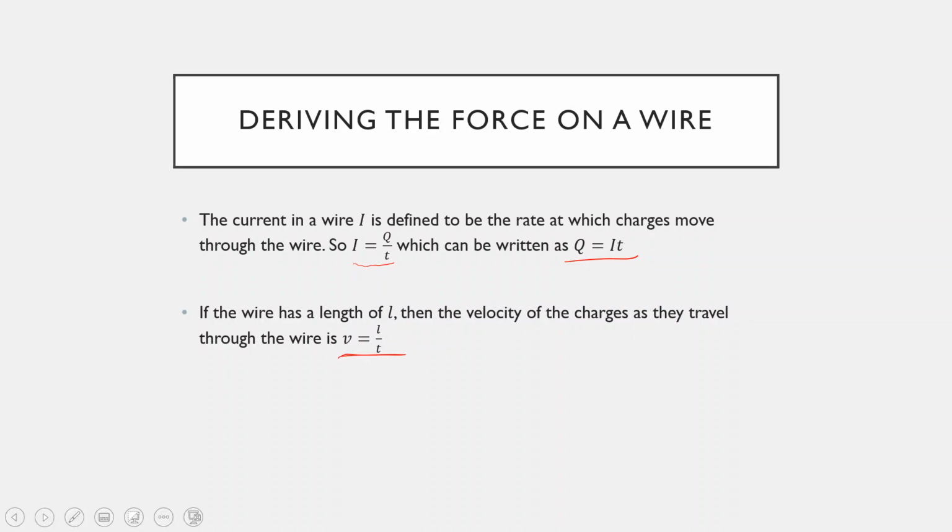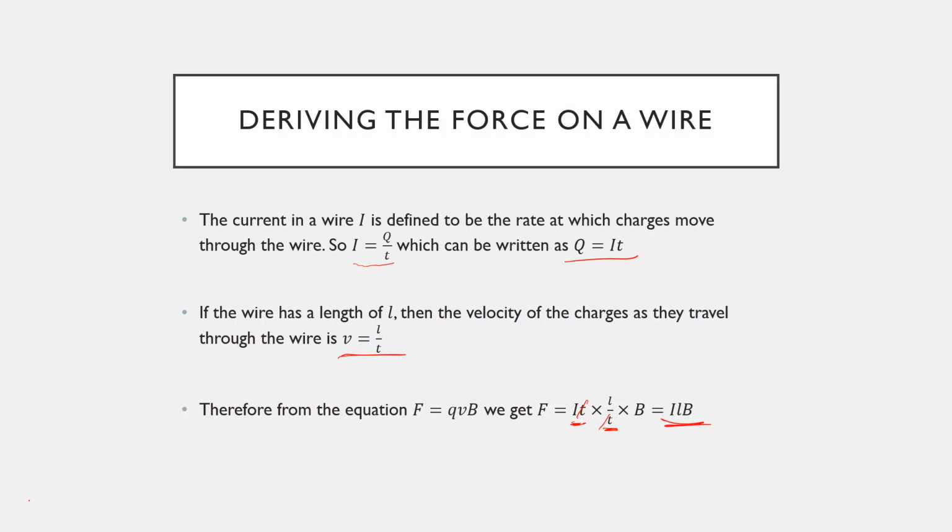Okay, what we're going to do is put these expressions for Q and V in the equation F equals QVB. So replacing Q with IT, that's done here. Replacing V with L over T, that's done here. You notice that the T from the IT will cancel with this T in this fraction, so they're gone, leaving you with I times L times B, and that's where that part comes from. So F equals BIL.